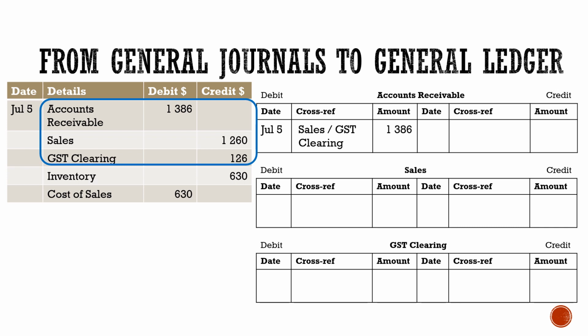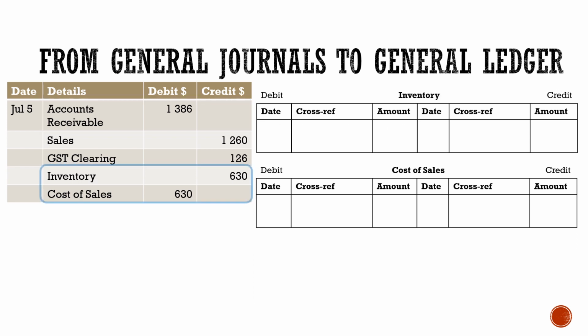Now in the sales account, we can see that it has been credited $1,260. And on the other side, the accounts receivable was affected. And the date, 5th of July. We also have the GST clearing that has been credited $126. And the other side that has been affected would be the accounts receivable. And the date, 5th of July.